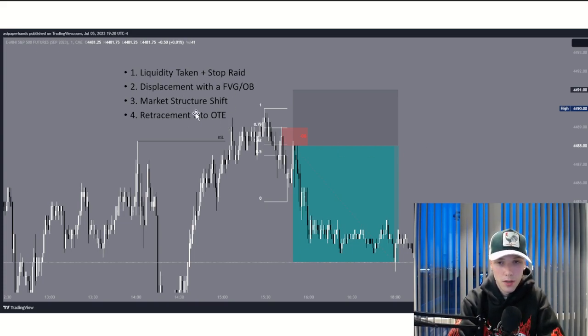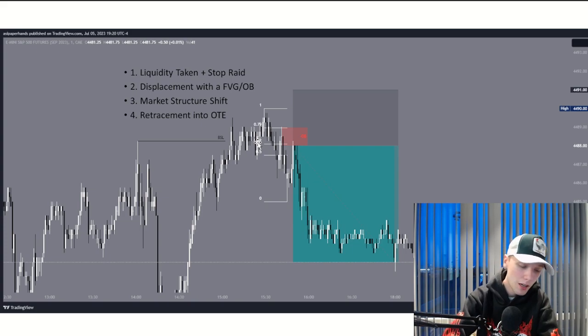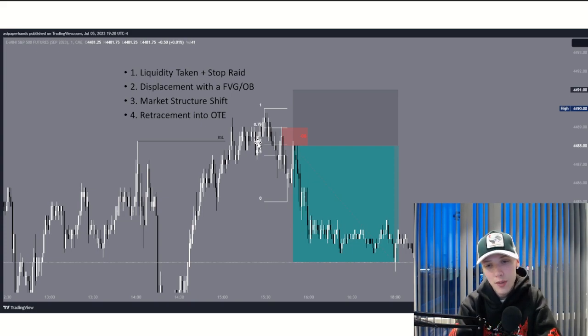Again, we have the checklist up here. So we have buy side liquidity up here. It gets taken. It creates this beautiful stop run up here that even consolidates within it. That's exactly what we want. So we know for a fact that people that are already in a short position are getting stopped out. This is perfect for us.